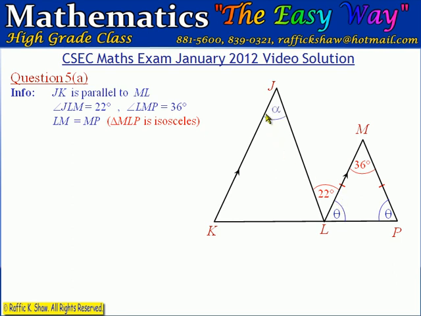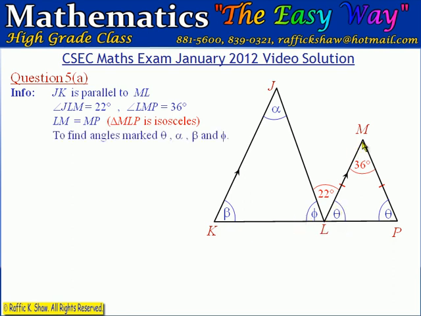And then we can call this angle up here KJL alpha, and we can call this angle here beta. That's JKL, angle JKL, we can call it beta. And then we'll call this angle phi, that's angle JLK, that angle phi. And the question basically wants us to find these angles.